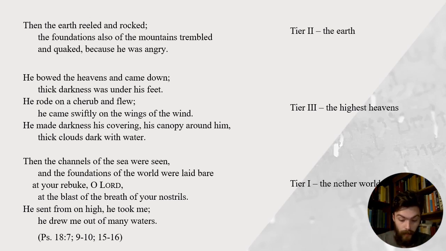Paul will use the same imagery. He'll talk about a man who is himself. In 2 Corinthians 12, he says, I know a man who was taken up into the third heaven. Paul clearly has the same three-tiered understanding. And this is also helpful to understanding the logic of passages, for example, in Jonah, where Jonah is taken into the belly of a sea beast and taken down beneath the waves, beneath the earth, into the waters below. And he regards that as being taken down to Sheol.